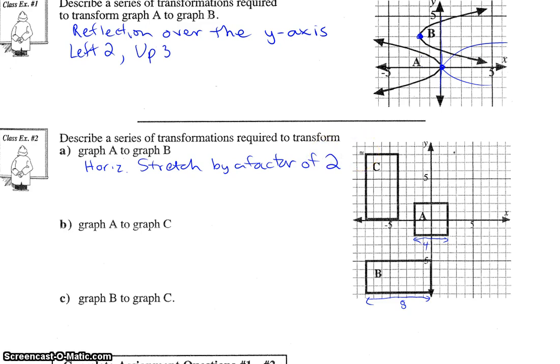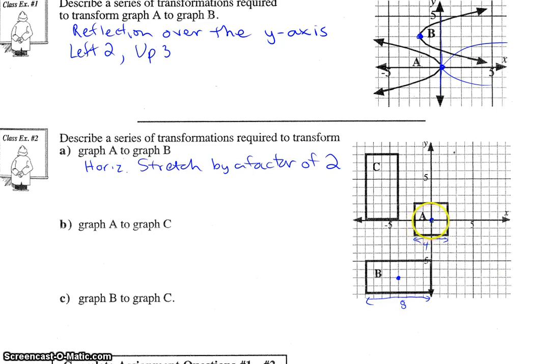Good. All right, now we need to do that to a point, or we could use the middle of our square on A, go to the middle of the rectangle on B in order to determine the transformation.